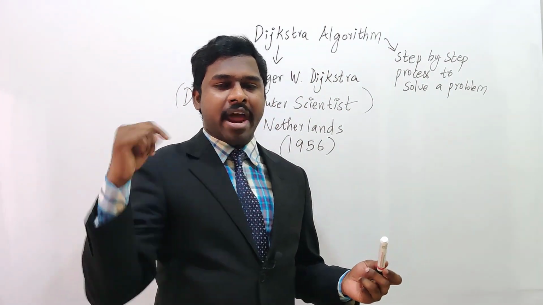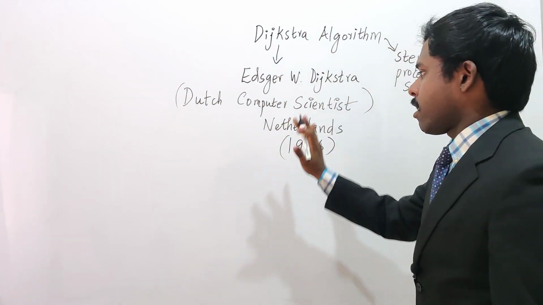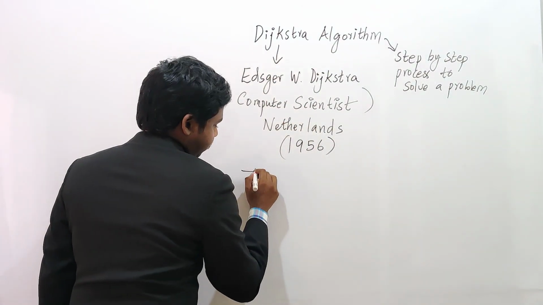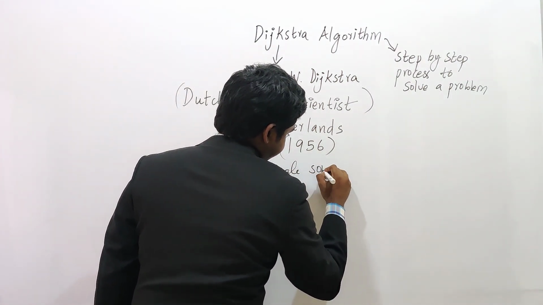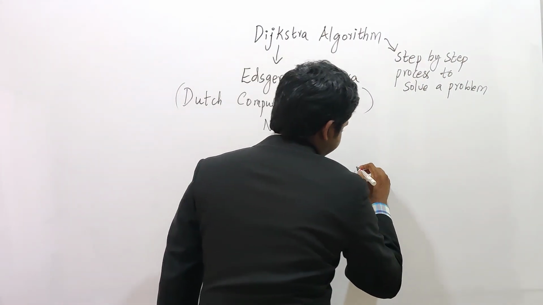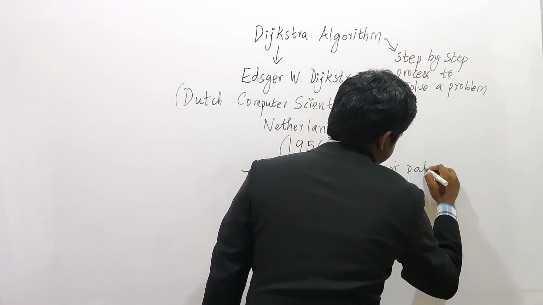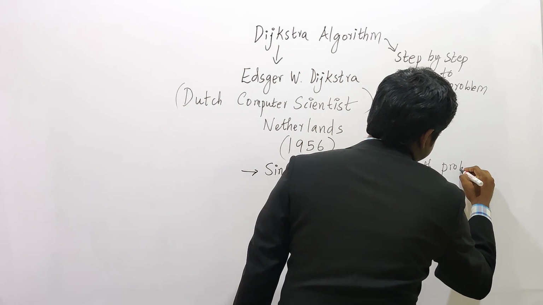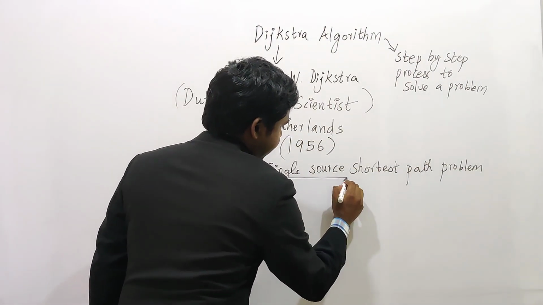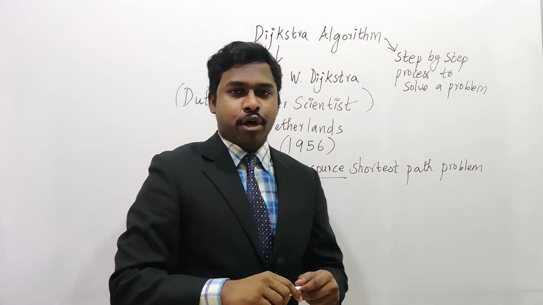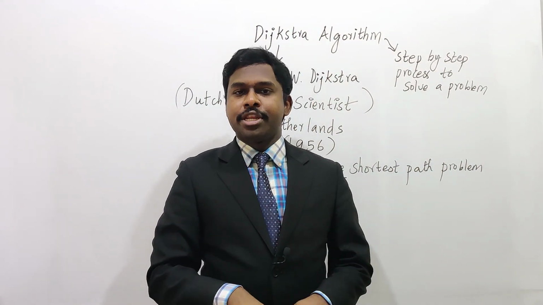Now let's talk about where this Dijkstra Algorithm can be applied, right? So this algorithm can only be applied in a single source shortest path problem. Okay, so I mentioned single source. Okay, single source, what does that mean? So let's say you want to go from Los Angeles, California to New York City in New York.